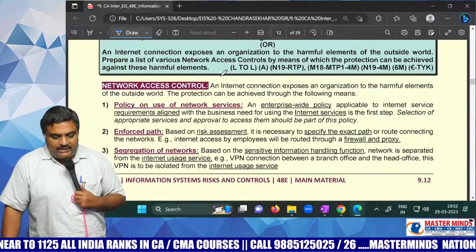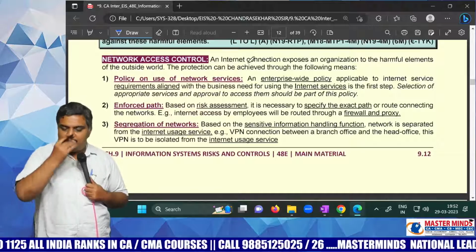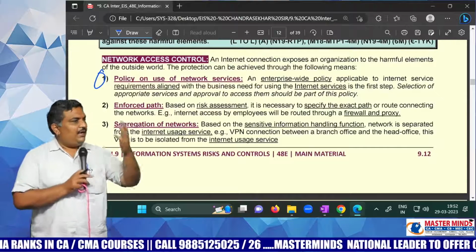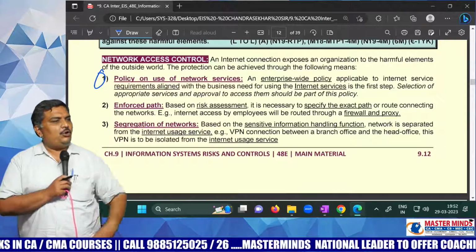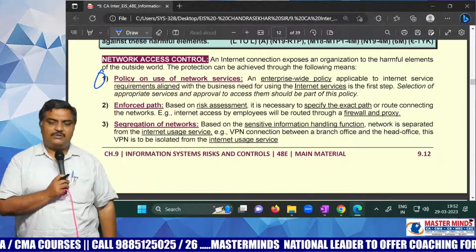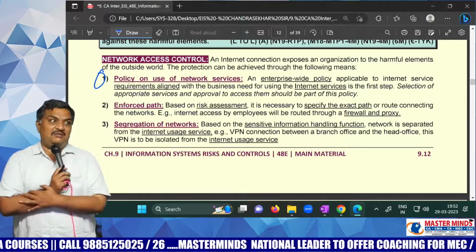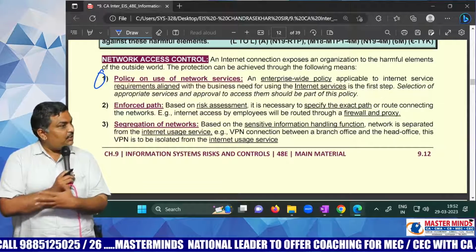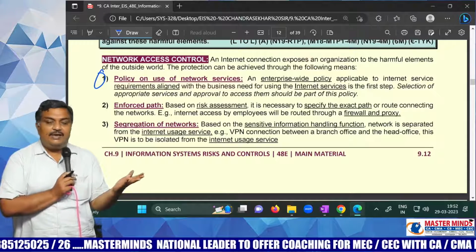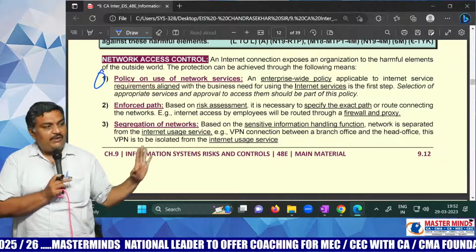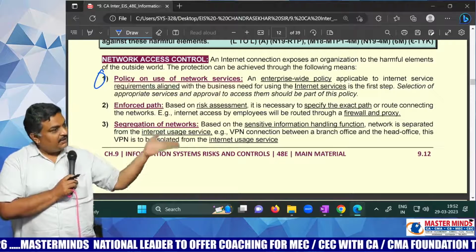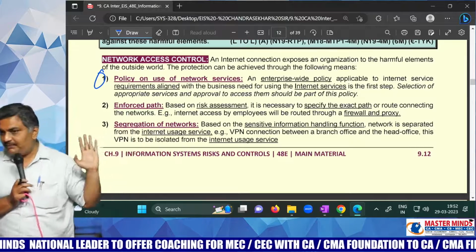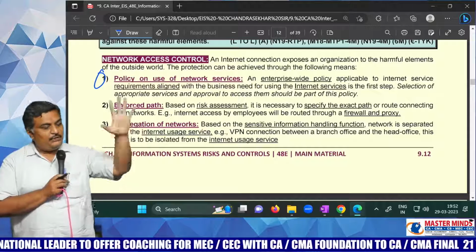Now, network access controls. Network access controls means what? Policy on use of network services. In our Pratap campus, Prakash sir says, don't give internet access to all the systems. Not required. But every employee thinks, why don't you give the network access? If you give internet access to every system, no one will work. They work, but they do other work, and finally the real work won't get done. So you need to have a policy on use of network services.